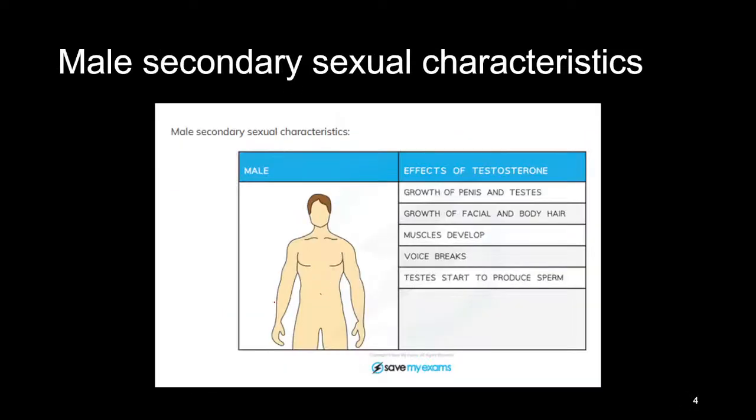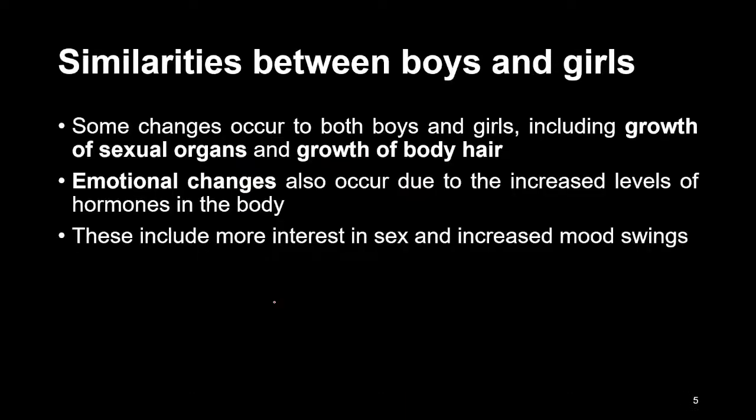For men, the secondary sexual characteristics are growth of penis and testes, growth of facial and body hair, also called pubic hair. Muscles develop, voice breaks, testes starts to produce sperms. Now, as these are the differences, we also have some similarities that happen to both boys and girls, including the growth of sexual organs and the growth of body hair. Emotional changes also occur due to the increased levels of hormones in the body. So if you have mood swings or there's more interest in sex, it is because of these hormones.